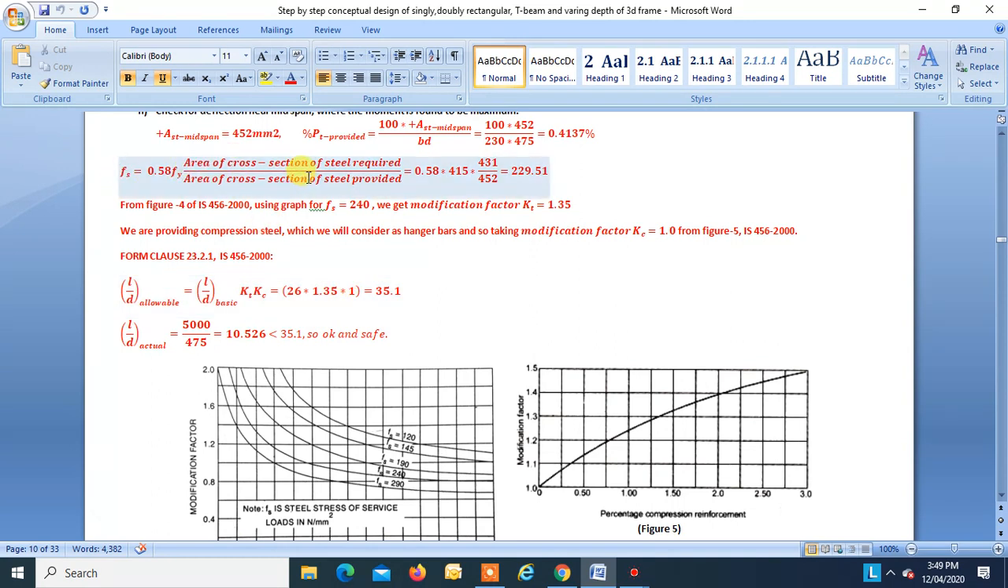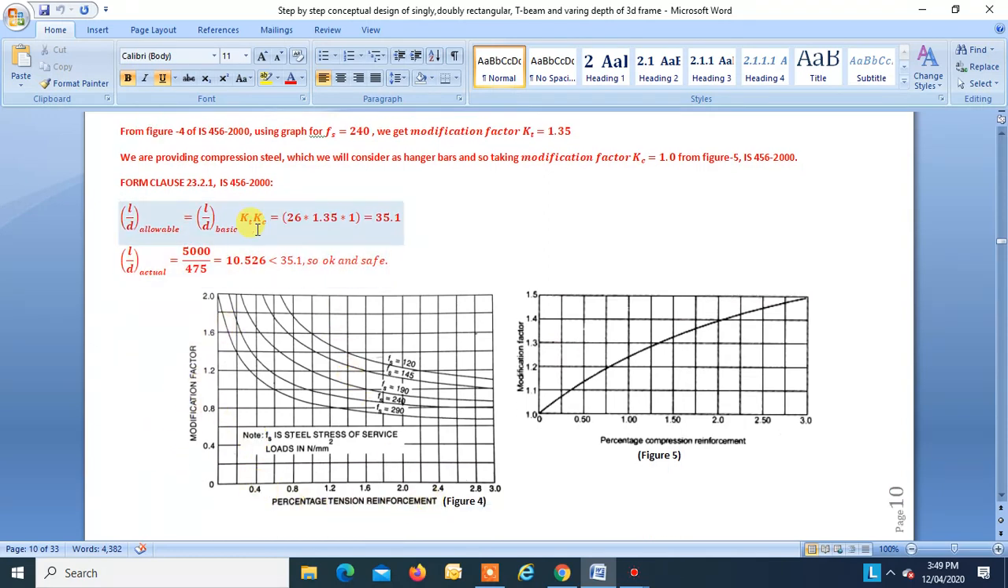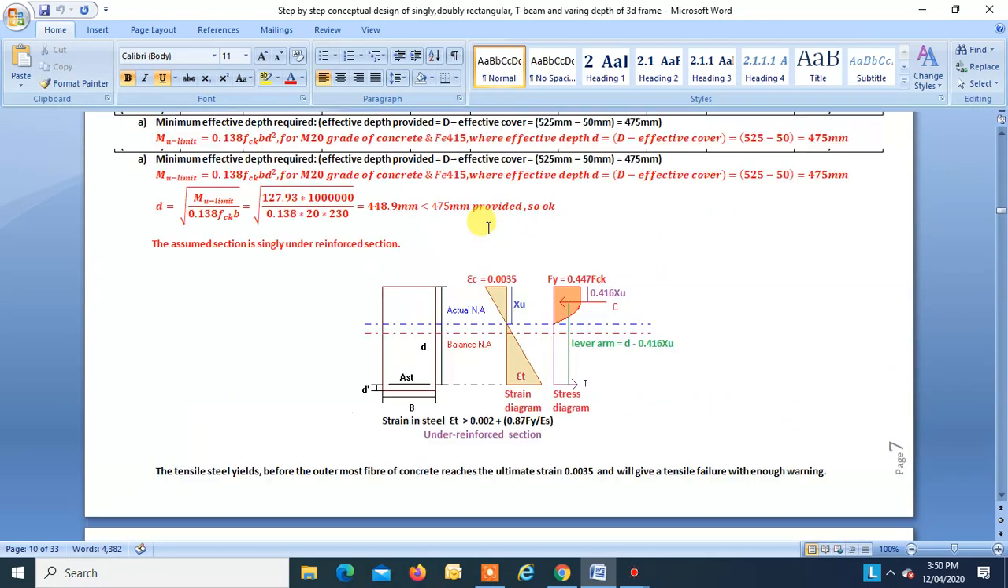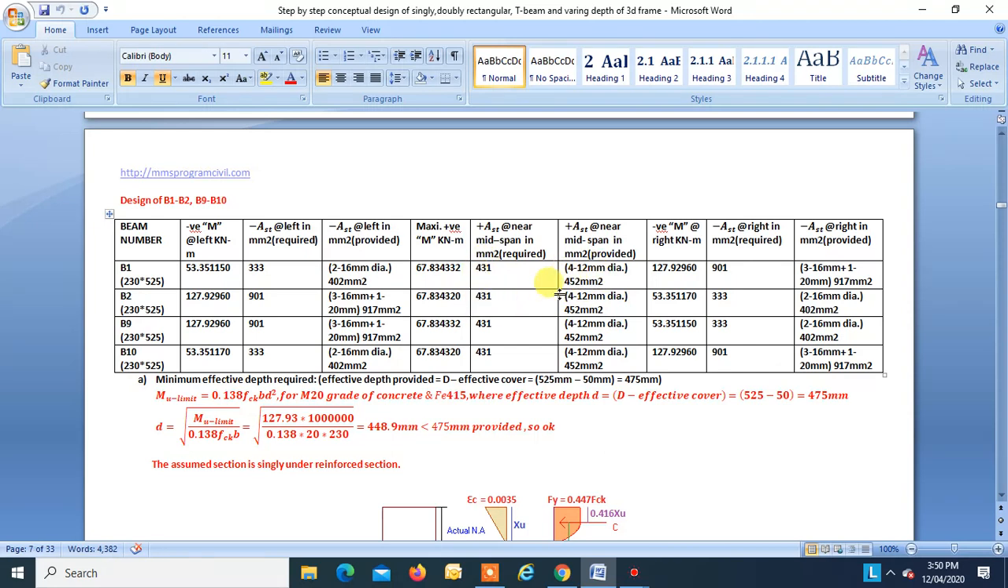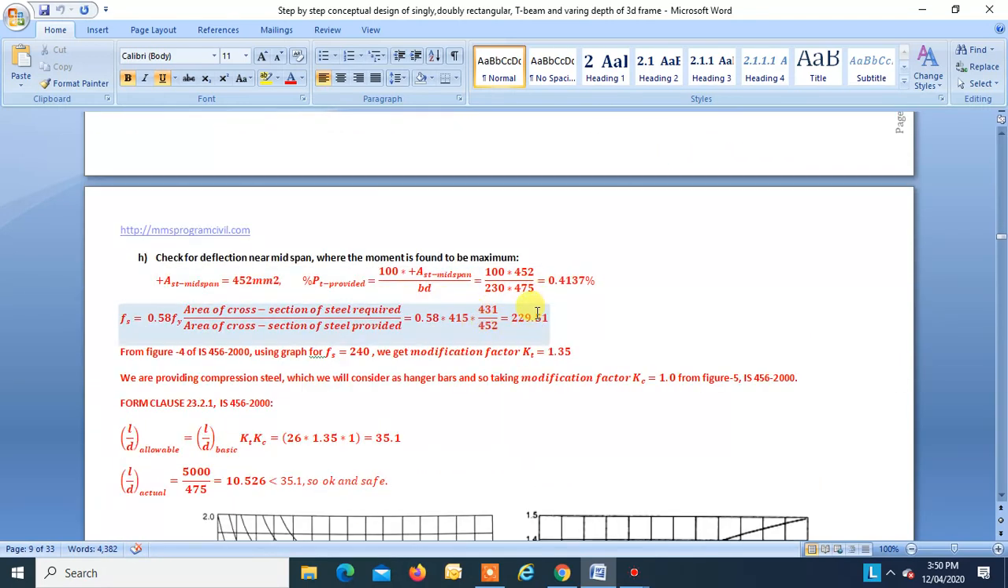For deflection, we have to calculate kt and kc. kt is the modification factor due to the percentage of tensile steel, and kc is the modification factor due to the percentage of compression steel. For finding this modification factor kt, we have to choose a graph. Which graph will we use? For that we have to find fs. The formula for fs is given in the code: 0.58 fy into area of steel required divided by area of steel provided. The area of steel provided is 452 and the area of steel required is 431. We can see in this table the area of steel required is 431 and provided is 452, right? So this is how we get fs equal to 259.51.